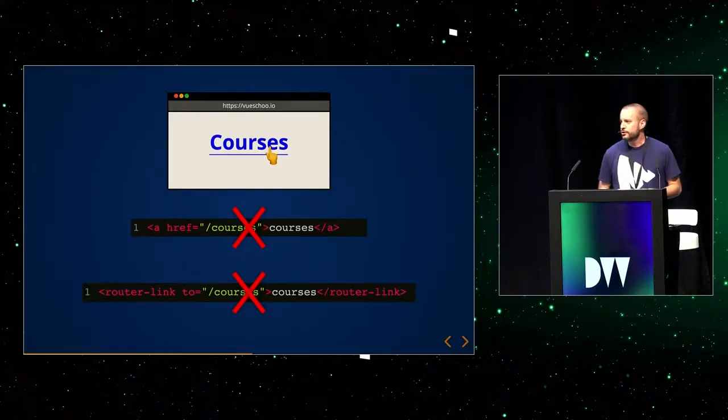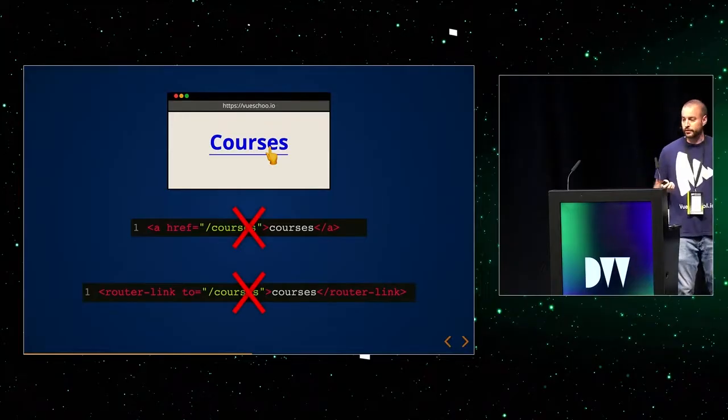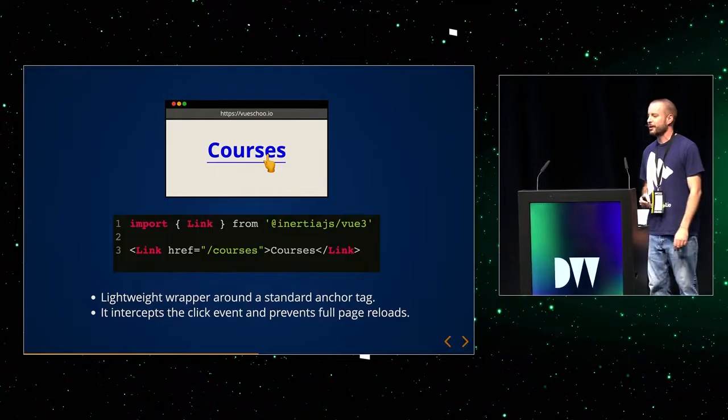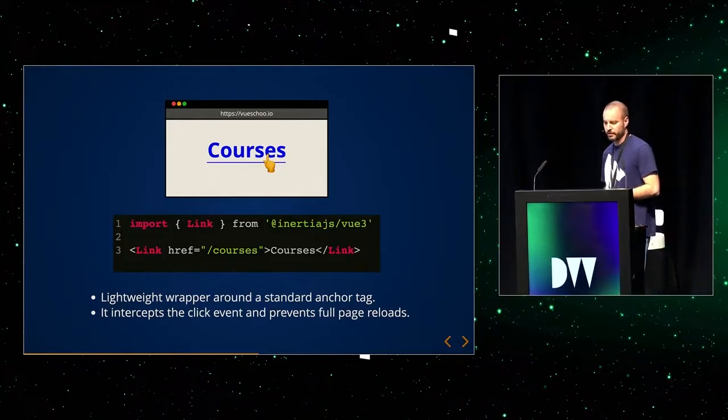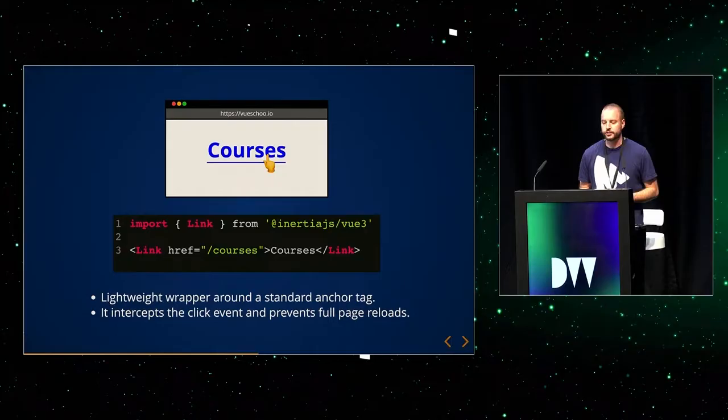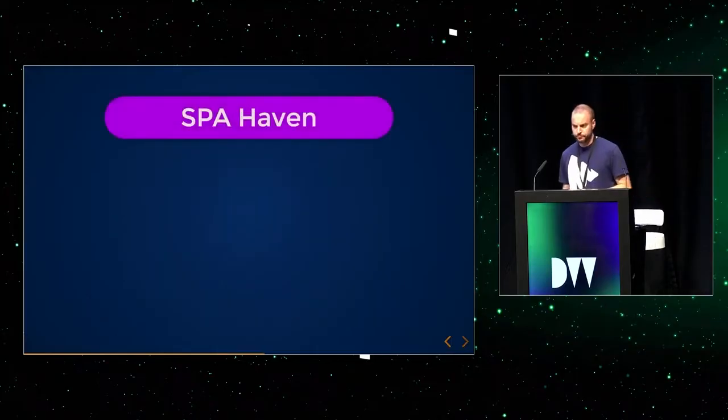We can no longer use the typical anchor tag, but neither are we using router-link because we're not using Vue Router. We're using Laravel's router. So instead, we import this special Link component from Inertia. All right, basically it's a lightweight wrapper around the standard anchor tag, and it accepts the click event and prevents a full page reload.